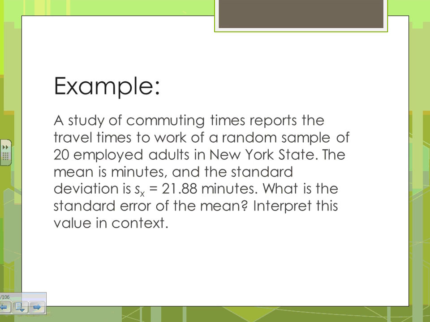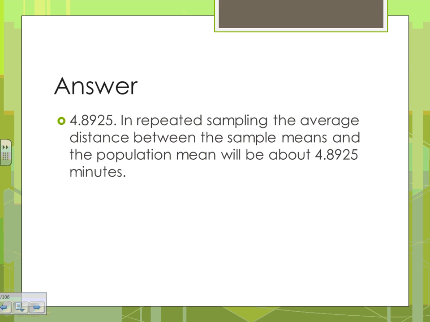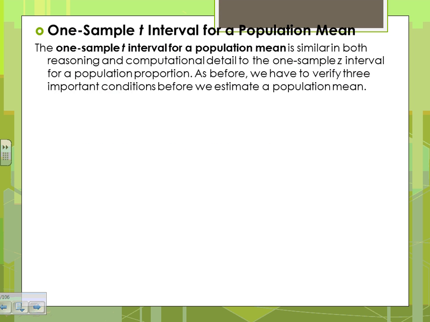Okay, so let's go ahead and write that out. Our standard error is going to be 21.88 divided by the square root of 20. Okay, so here I can see that that's going to be my standard error. In repeated sampling, the average distance between the sample means and the population mean will be about 4.8925 minutes. I think you have one on your test like that.